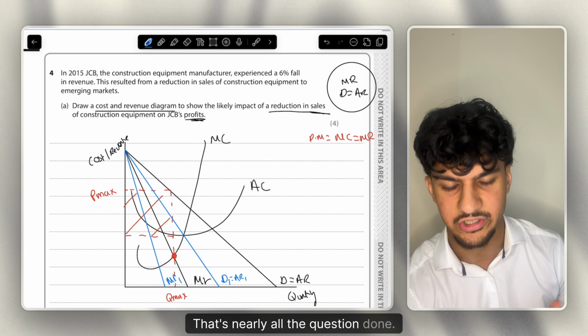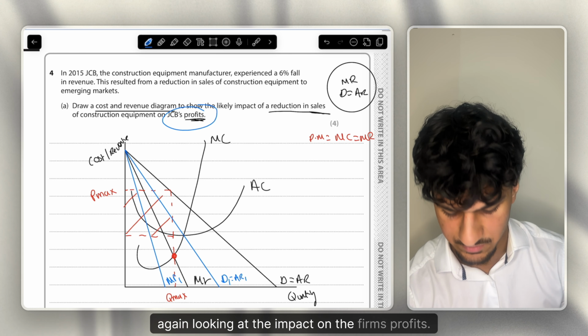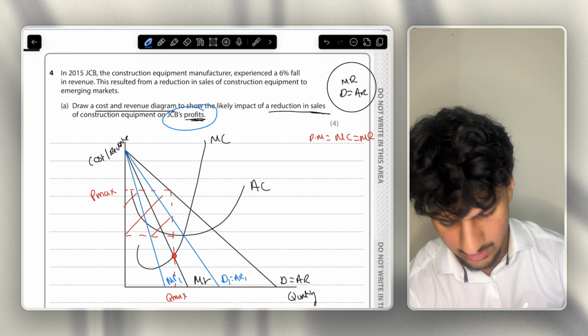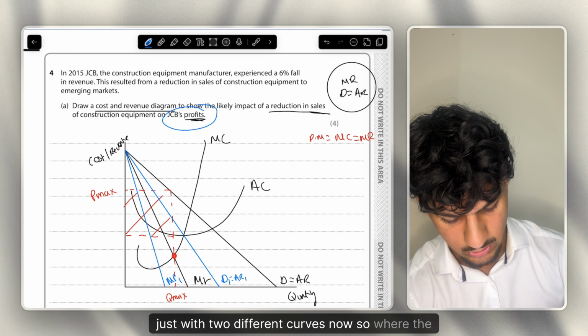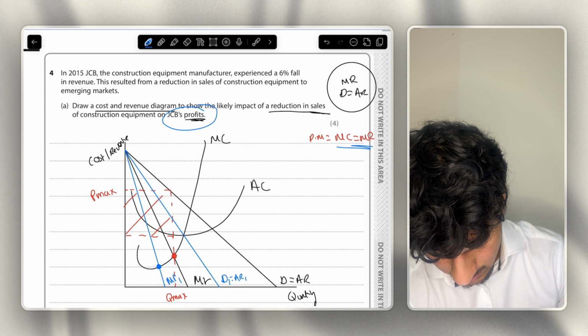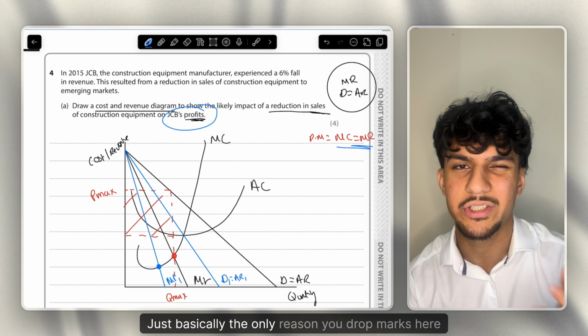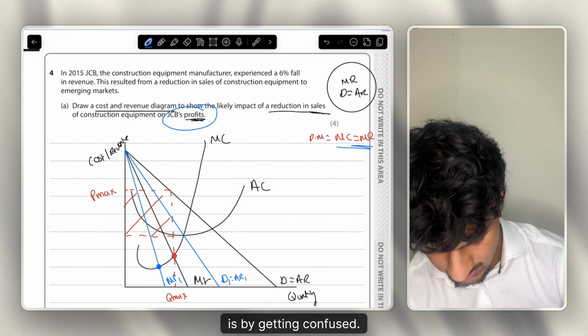That's nearly all the question done. But now we just need to do the last bit, which is again looking at the impact on the firm's profits. So again, same thing, just with two different curves now. So where the firm's profit maximizes, where MC equals MR. So that would be this point here. And then what do we do from there? Same thing as last time. Basically the only reason you drop marks here is by getting confused.